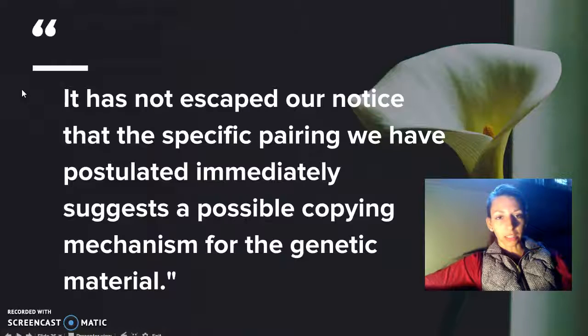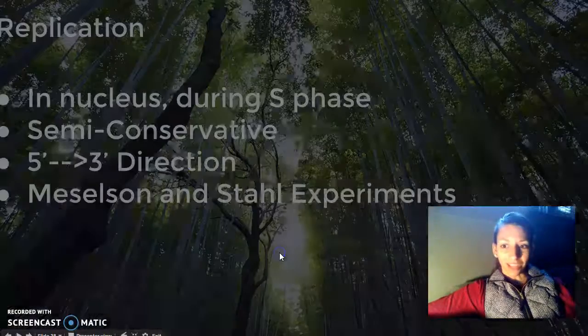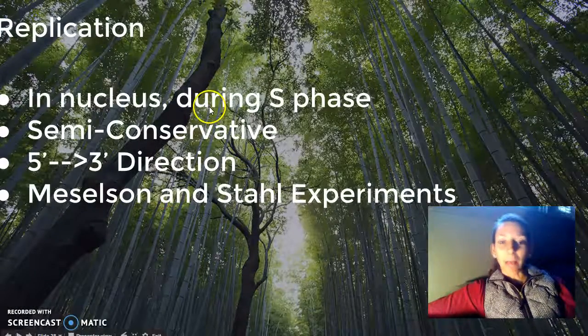So looking at that, DNA is structured very well to copy itself. Now, the main things we're going to need to remember about DNA replication are it happens in the nucleus. It happens during S phase of our cell cycle.